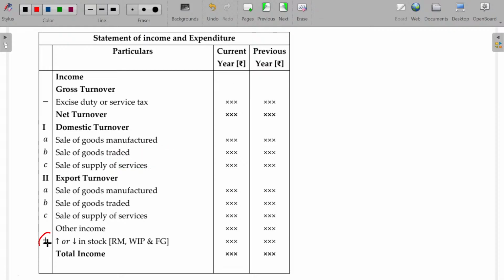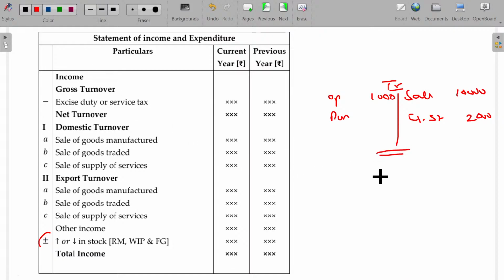Finally, what do you do in trading account? Opening stock, purchases, closing stock, and sales. That's how you show it, isn't it? Opening stock 1000, sales being 10,000, closing stock being 2000. How do you show it in this form? Sales 10,000 rupees, changes in stock 1000 becomes 2000 rupees.